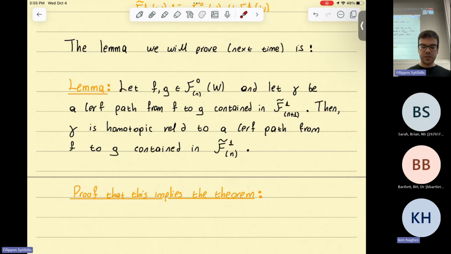And what the lemma says, so do you understand what the situation is? If I am in this situation, then gamma is homotopic rel boundary to a surf path from F to G that is completely contained within F sub n. Also reducing the badness. Exactly, I'm reducing the badness of the path. That's what the lemma says.